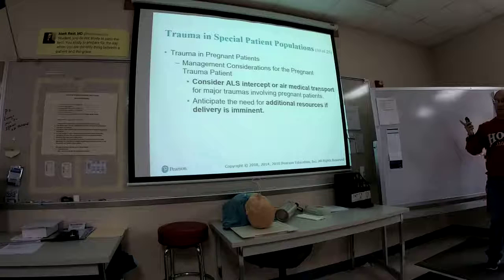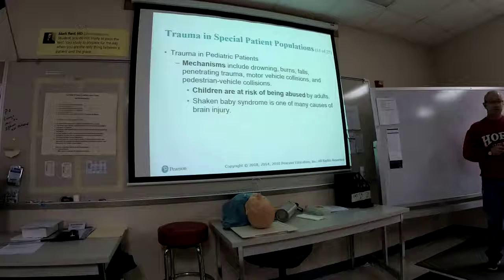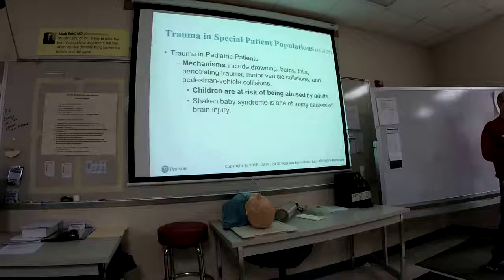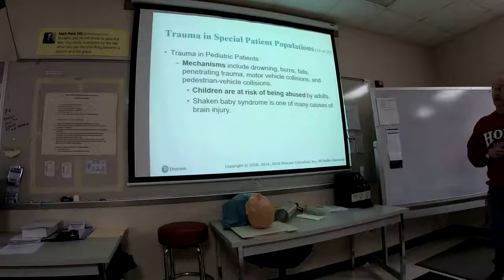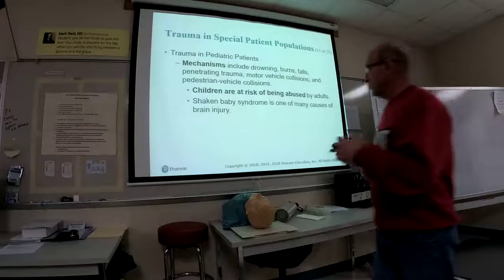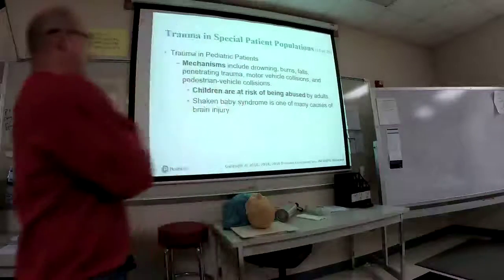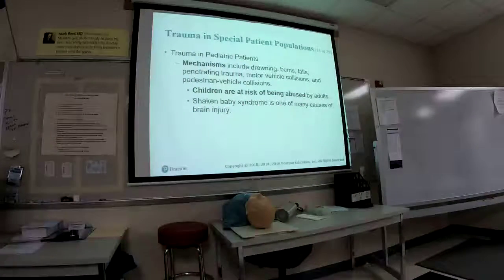Well, talk about... What about the little kids? Trauma is, like, one of the leading causes of death in children, young children, okay? So they're at risk for abuse as well, okay? Multi-system trauma abuse, where you have child abuse and it affects the different systems. But you look at all the mechanism of injuries.